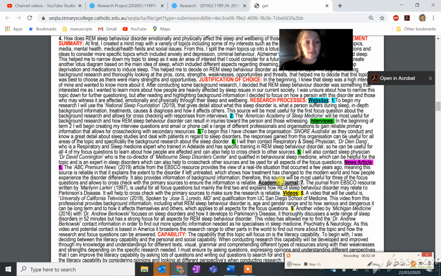So to begin, they're going to use a website from the National Sleep Foundation. And why? Because it's going to help the first focus question. Then number 2, they're going to use the Academy of Sleep because it's going to help with background research about how this disorder can result from injuries. So it's really, really specific. This student knew their sources. They didn't just randomly pick things off the internet.